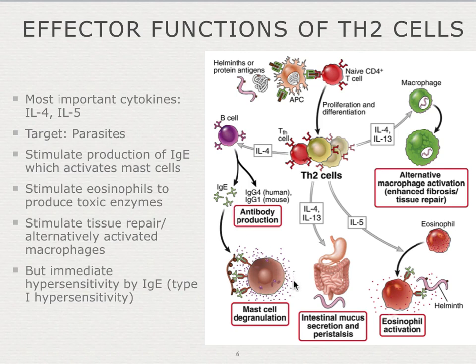All this throwing about toxic molecules that should kill a parasite, of course, will also give tissue damage, because these toxic molecules do not know the difference between self and non-self. So IL-4 and IL-13 stimulate macrophages to become M2 macrophages, or alternatively activated macrophages. And these are the ones that help out with tissue repair and fibrosis, to make sure that the damage that is being caused by all these toxic molecules can be repaired.